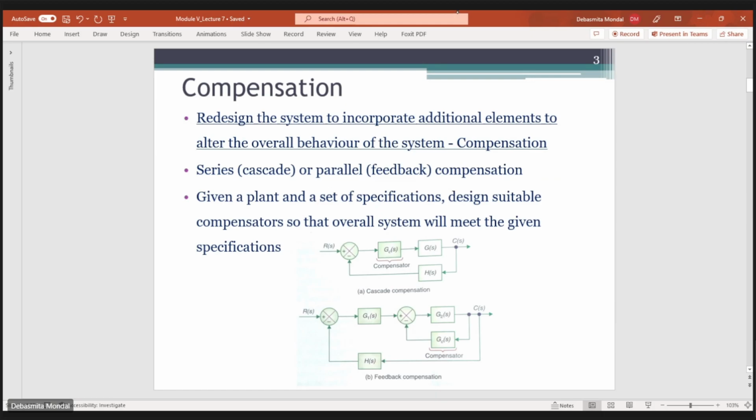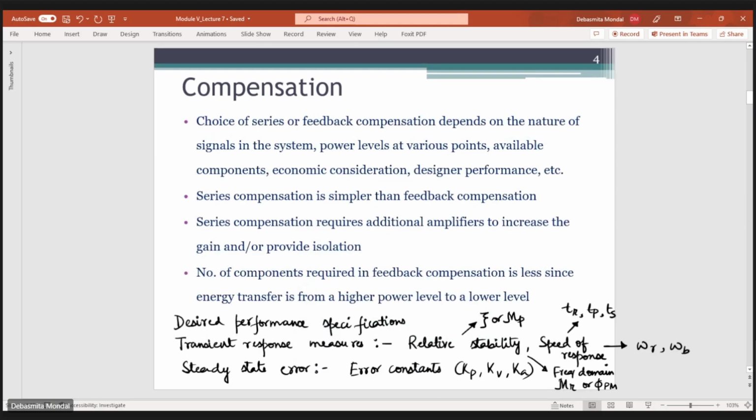But the problem with series compensation is that you need additional amplifiers in order to increase the gain or to provide isolation of the compensator from the other components. And the number of components required in the feedback compensation is usually less, since the energy transfer is happening from a higher power level to a lower power level. So this is the basic concept of compensation.